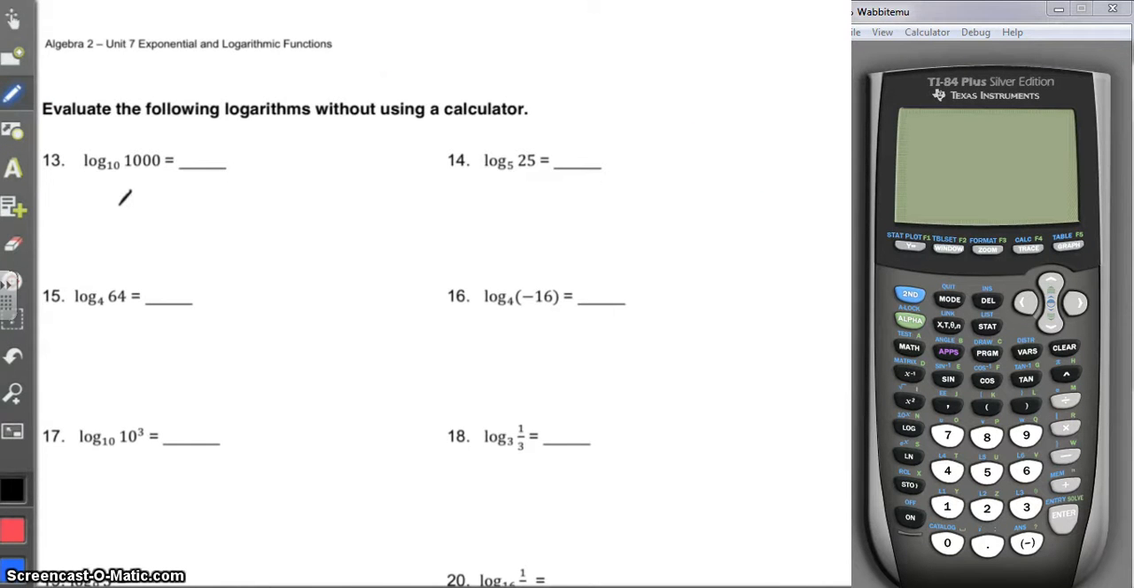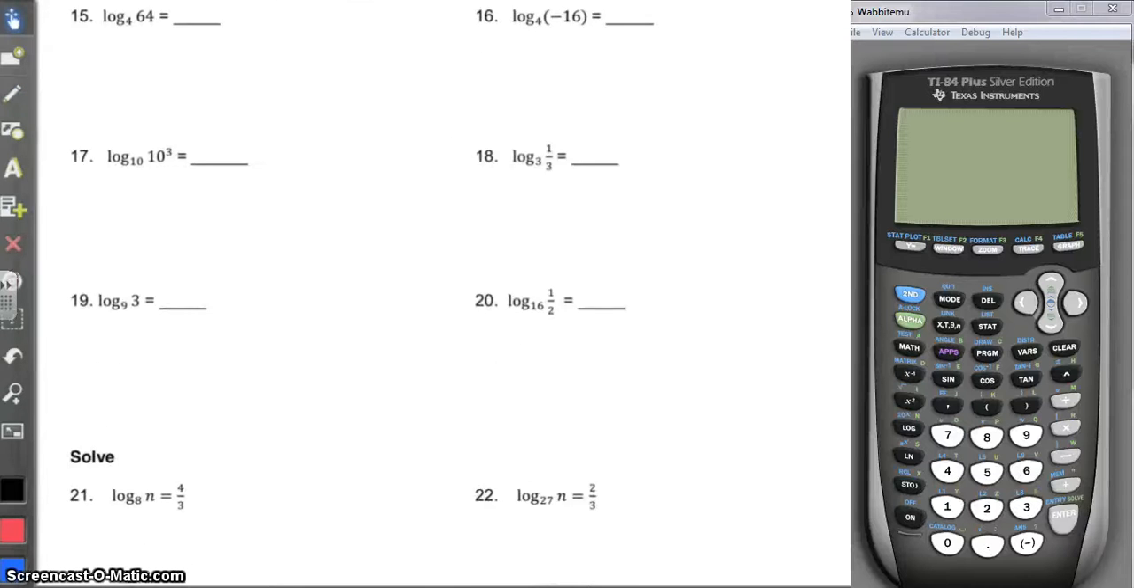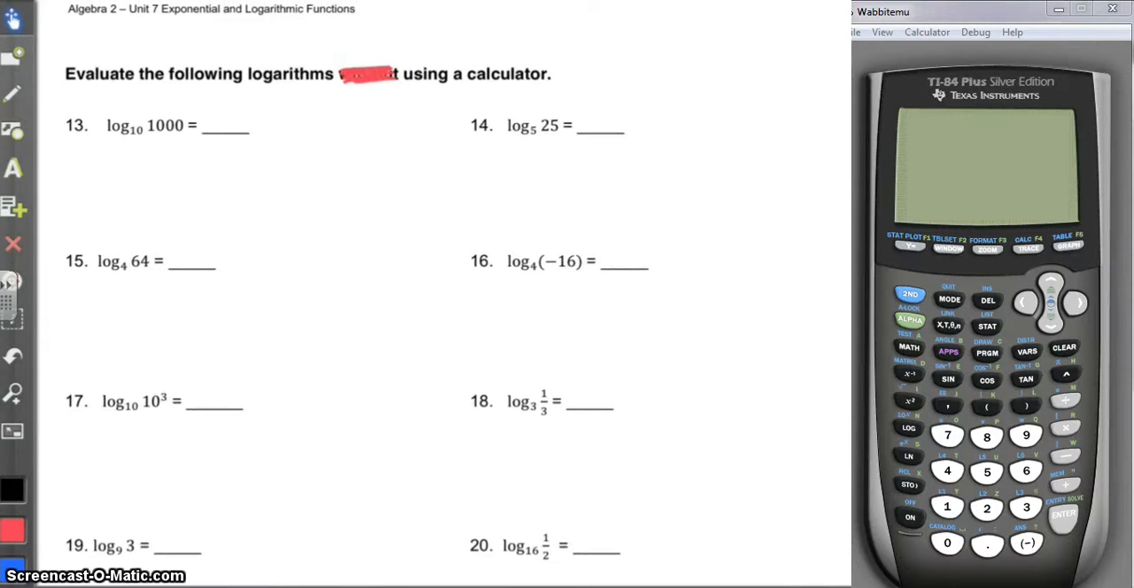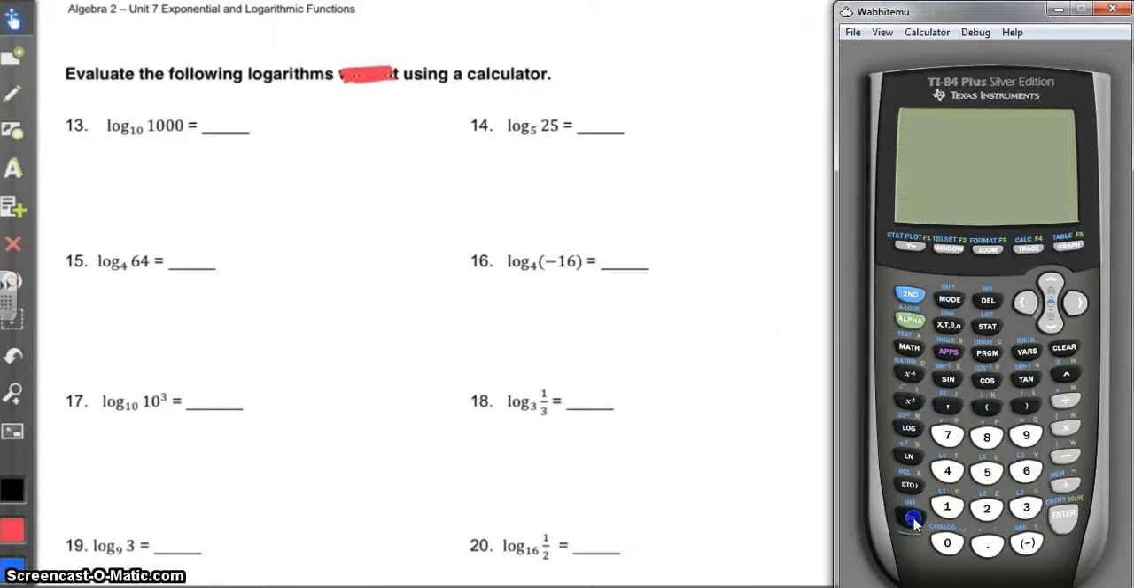And here is where you need to use your calculator. Now I know in here it says evaluate the following logarithms without using a calculator. I'm going to tell you to use the calculator. You will always be using a calculator to solve something like this. Now how would we do number 13 through 20? To do something like that, log base 10 of 1,000, you can do the following.